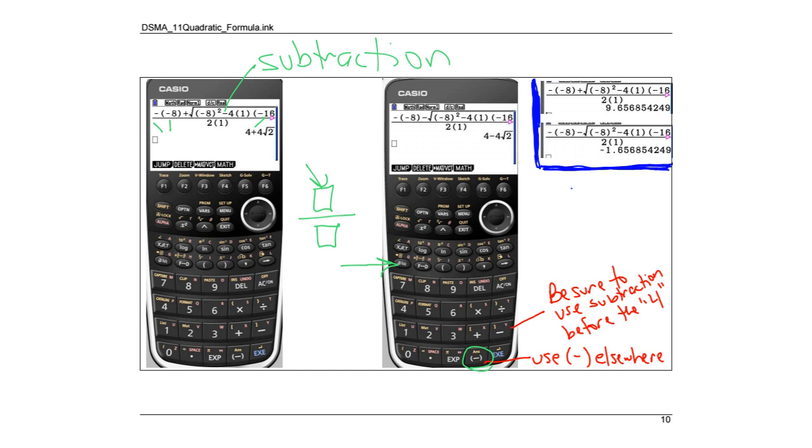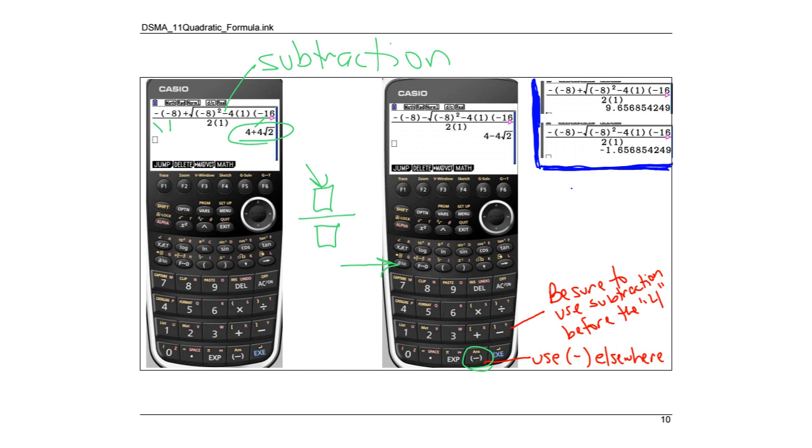So if we do our fraction key first, and then we put the negative of negative 8, put a plus sign, because remember in the calculator, you can't do plus or minus. Then you're going to do your radical, and you're going to put b squared minus 4 times a times c. Then come out from under the radical, go down to the bottom, and put 2 times 1. When you do that, you get the 4 plus 4 times the square root of 2 like we got, but you only get the one answer.